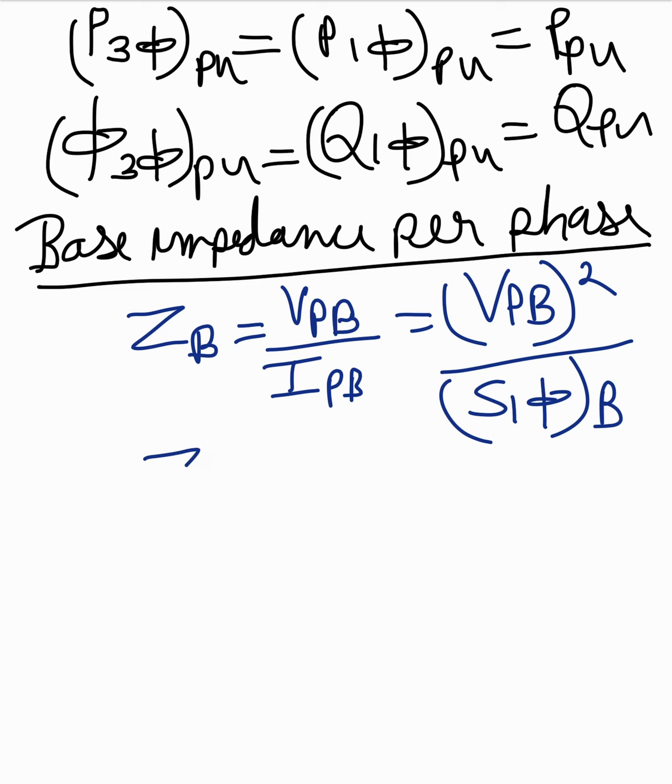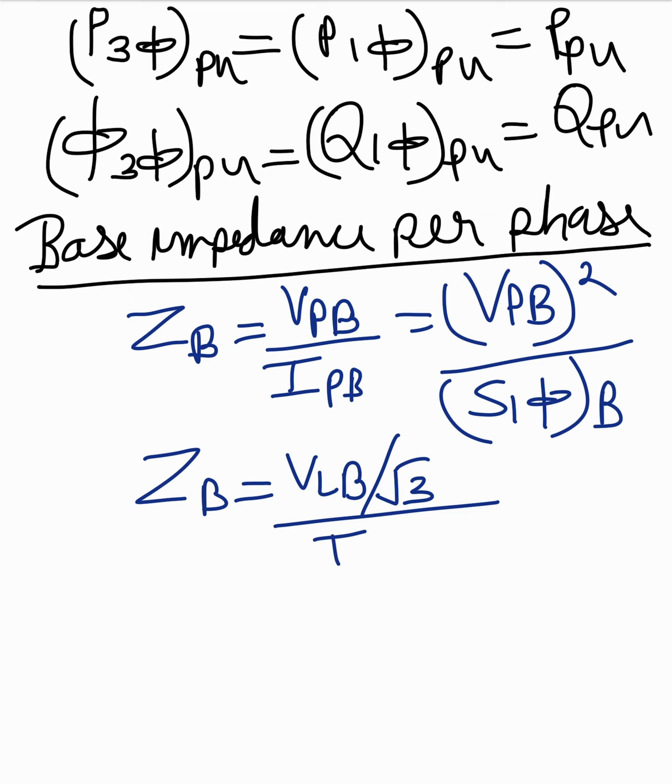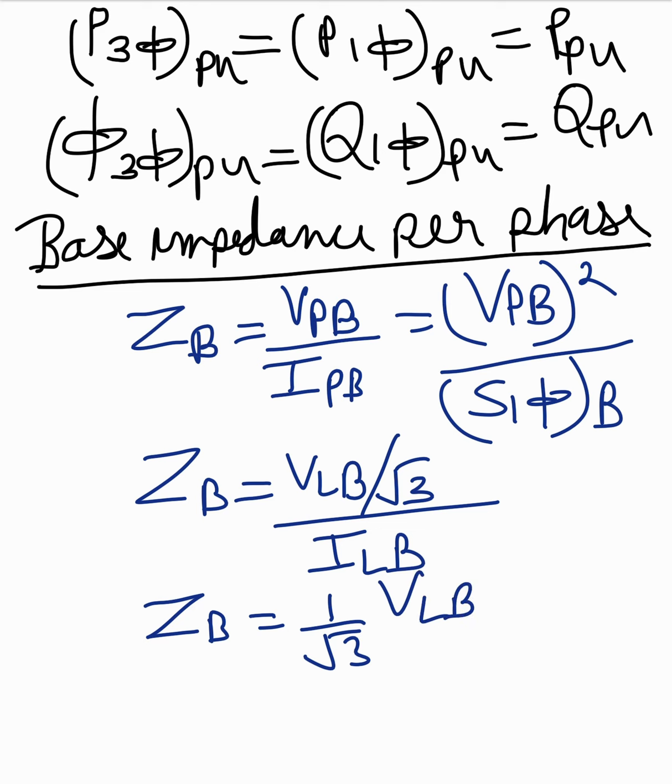So ZB is equal to VLB upon √3 divided by ILB, because in the case of star connection, ILB is equal to IPB. So we can write like this: ILB is equal to IPB. Now ZB is equal to 1 upon √3 VLB upon ILB. So that is the value.